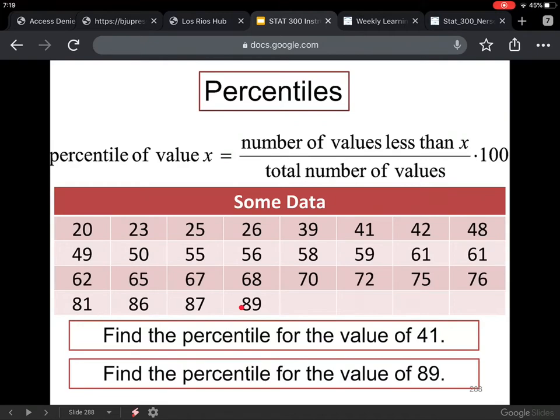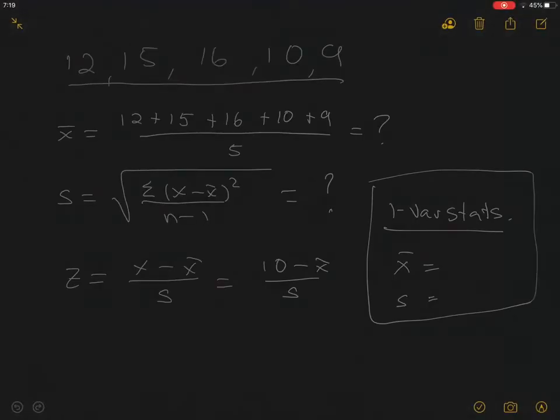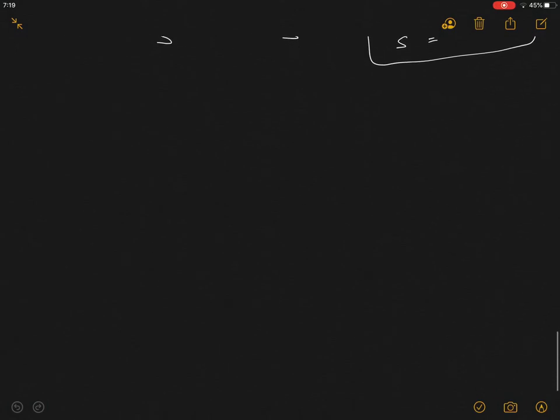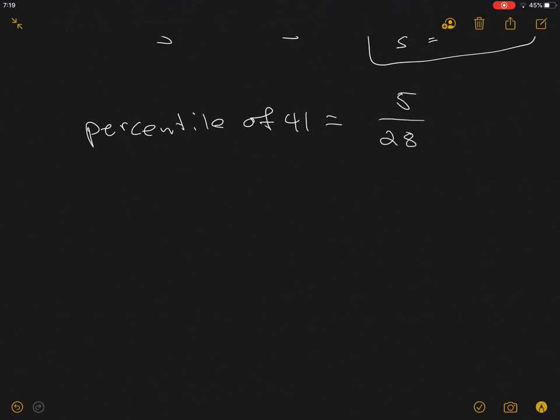So we have that. Let's actually do that on a separate page here. So we had 5 values. The percentile of 41 is equal to 5 values that are below it divided by a total of 28 values times 100. And so whatever that number is, 5 divided by 28 times 100 will give you the percentile of the number 41.